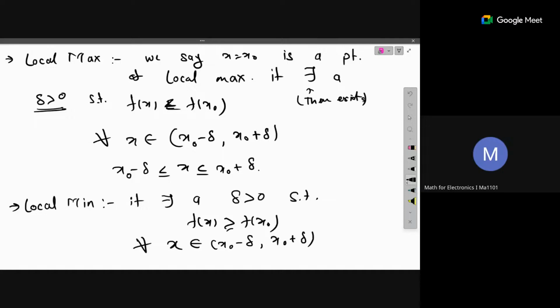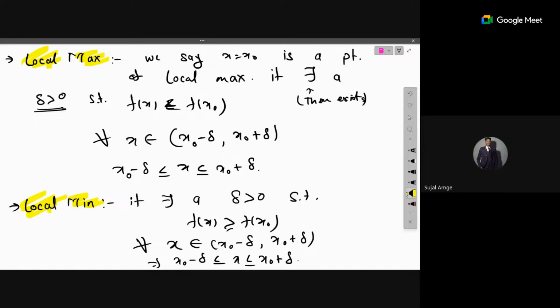And this thing you also can refer to as all x which lie between these two quantities, x naught minus delta and x naught plus delta: x naught minus delta less than or equal to x less than or equal to x naught plus delta. So these are the definitions for local maxima and local minima. Now we go to the concept of how we can judge that a function has a local maxima or local minima at certain points using the derivative of the function.